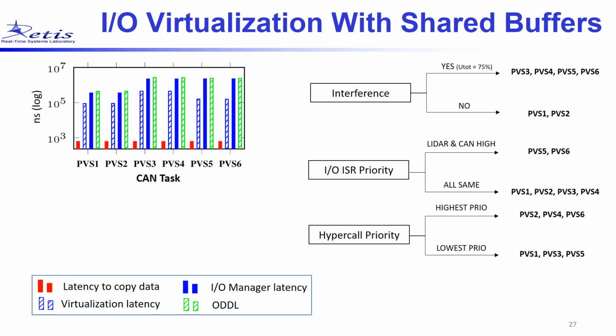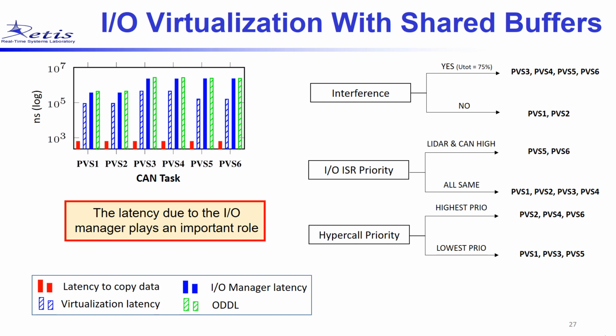Other trade-offs can be evaluated in the case of I/O para-virtualization. In this slide, we are targeting the case in which memory buffers are allocated in a shared portion of memory. And when dealing with I/O para-virtualization, we can extract from the ODDL also the time required by the I/O manager, that is named here I/O manager latency. And we can see that the latency due to the I/O manager plays an important role in determining the overall ODDL.